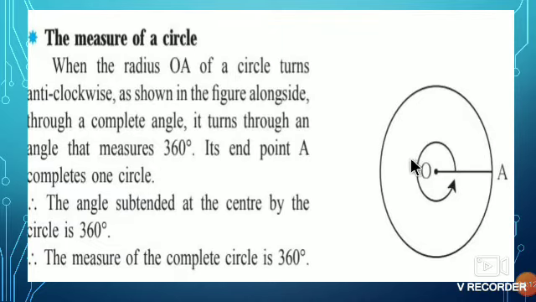The measure of the circle. When the radius OA of the circle turns anti-clockwise, as shown in the figure, through a complete angle, it turns through an angle that measures 360 degrees. We have learnt this in the angle lesson, that when a complete rotation is there, that is the complete angle, and it measures 360 degrees. So it ends at the point A and completes the circle. The angle subtended at the center by the circle is 360 degrees. The measure of the complete circle is also 360 degrees.